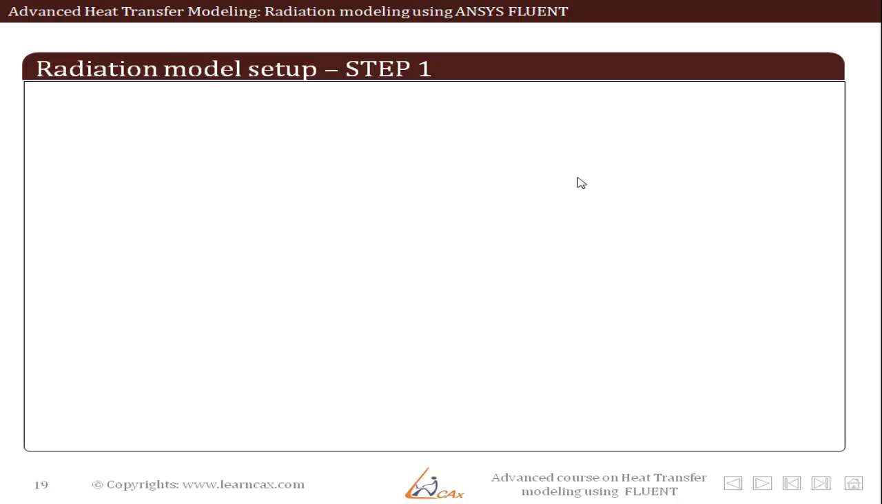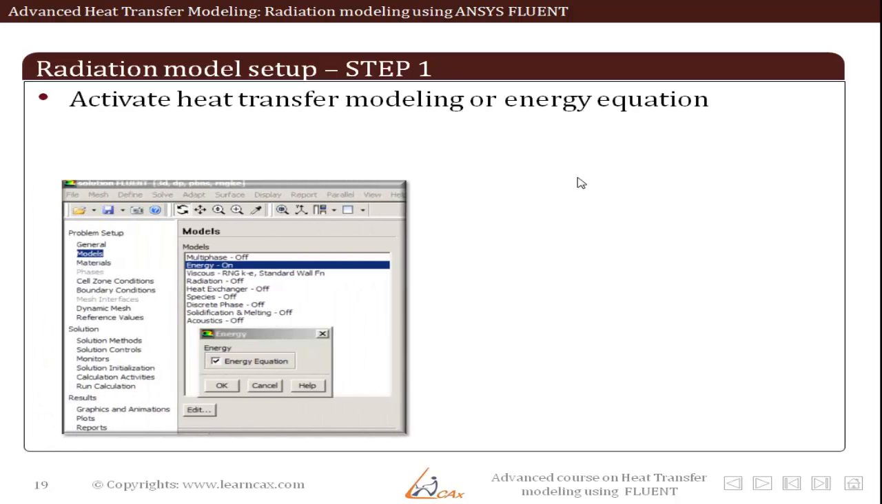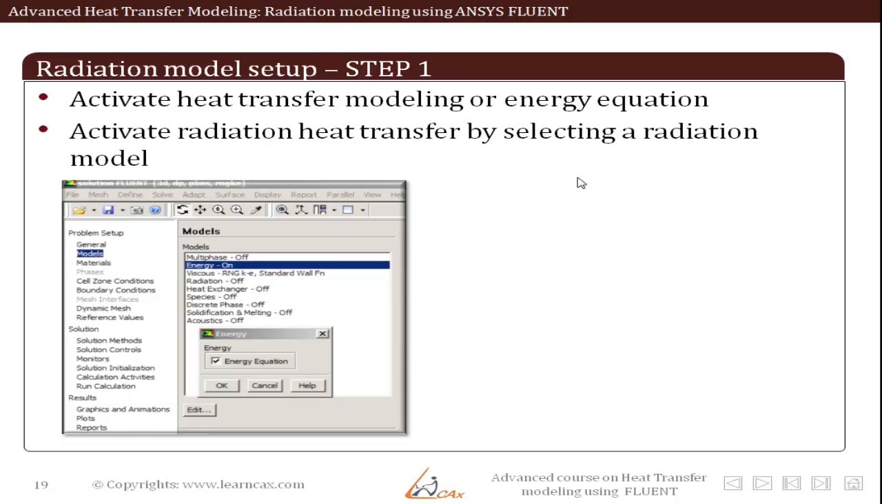Let us see what are the steps involved in setting up the radiation model in Fluent software. This is applicable to general thermal analysis in which we require a radiation model. So these are the common steps to set up any radiation problem. First, we will see all the workflow steps, and then we will go into detail of each radiation model. The first step is to activate the energy equation. Then we activate the radiation by selecting any one of the radiation models.